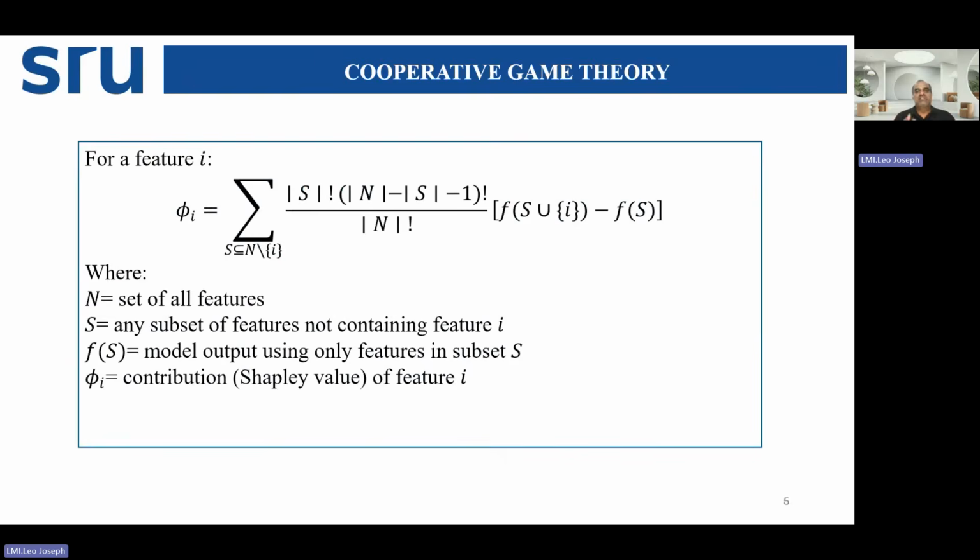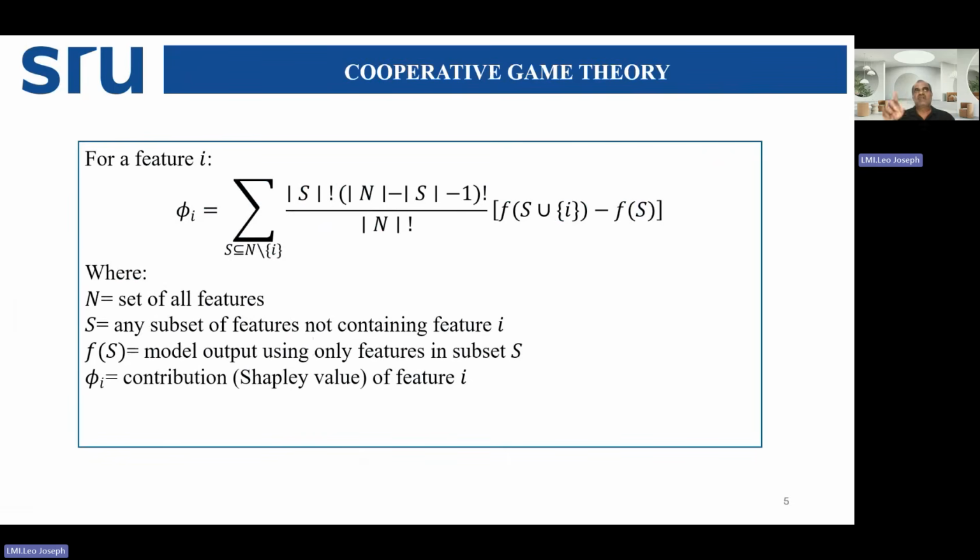I think everything is fine. This is the formula, the basic formula. This is for a feature i. For example, for a single feature, this is the formula. The summation over S, a subset of N, excluding that instance. Here you can see, any subset of features not containing i. That particular i should not be present.